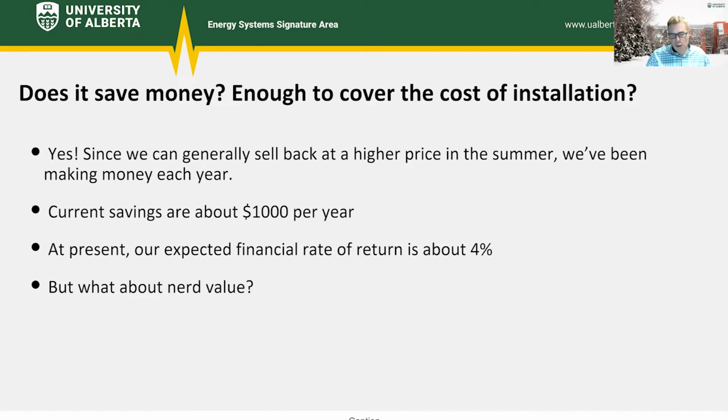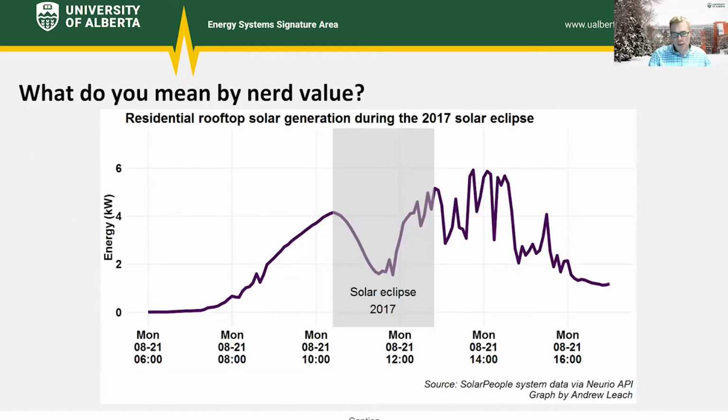But now the question is, were my students right? So 4% is probably better than lumping down on my mortgage anyway, but what about the nerd value? And I thought I'd show you a few fun things to give you a sense of the enjoyment that I get out of having this little added part to our energy system.